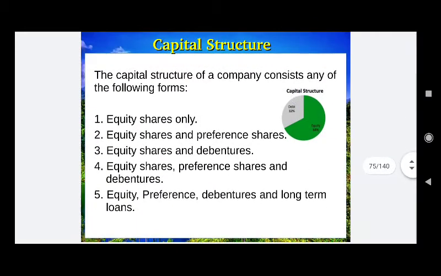In a capital structure, there may be a combination of many things. As you can see in the diagram, there is an equity and debt combination, more than half of which is equity and less than half is debt. There can be 5 combinations or any permutation or combination between equity share, preference share, debentures, loan, long-term borrowing. There can be many combinations, not limited to only 5. It can be more than 5 also.